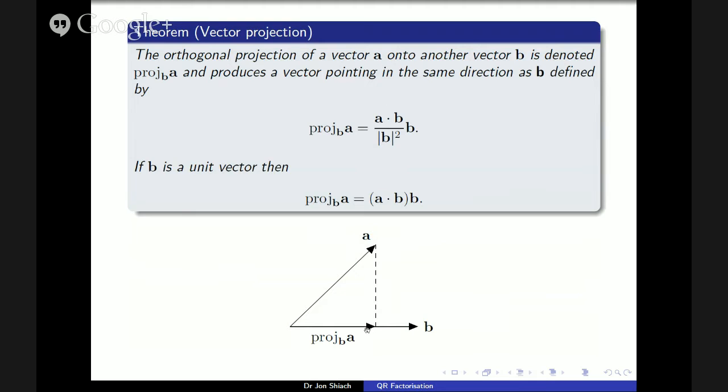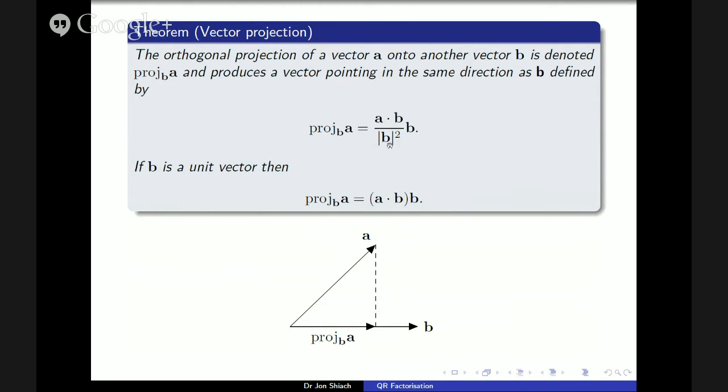The magnitude of this projection we can calculate using the dot product. This is the notation I'm going to use. I don't know whether you've seen this notation before. proj subscript B of A means the projection of A onto B. I've used this notation because it's the one most commonly used in the literature. Again, I'm not going to show you the derivation of this, but I have given it in the notes. It's simply the dot product of A and B divided by the magnitude of B squared, multiplied by B.